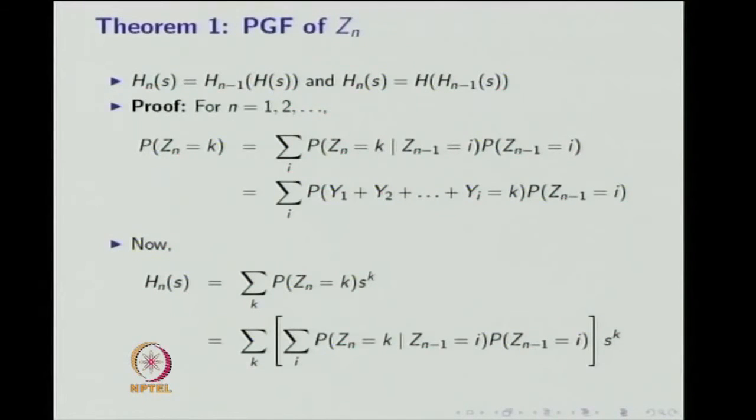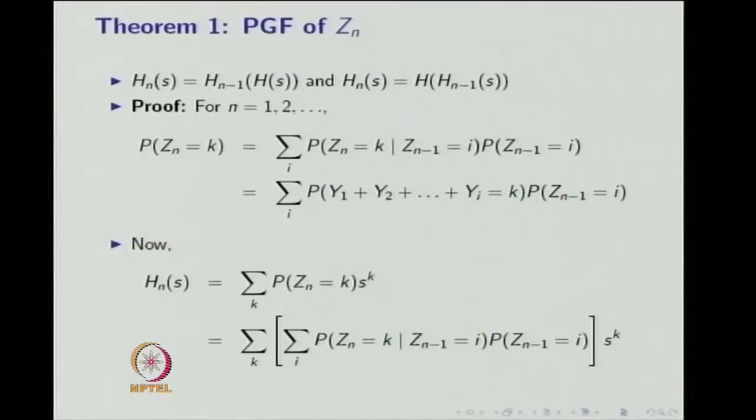Our interest is to find the probability generating function for Zn, where n is 1, 2, 3 and so on. This we are going to give as a theorem. Hn of s, the probability generating function for the random variable Zn, is the same as H of n minus 1 of h of s, and Hn of s can also be written in the form h of Hn minus 1 of s. Let us see the proof for this.